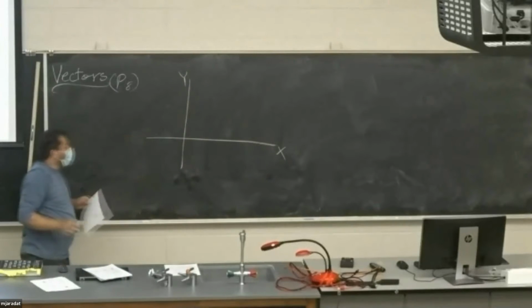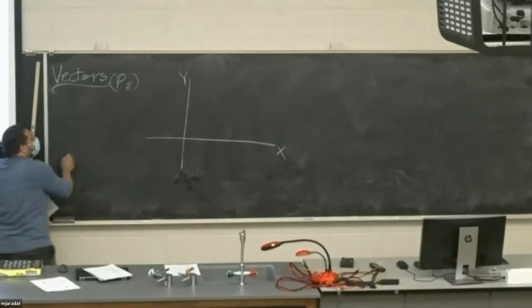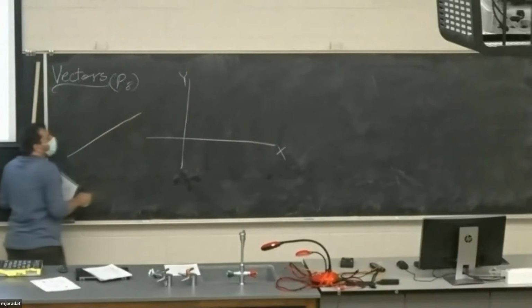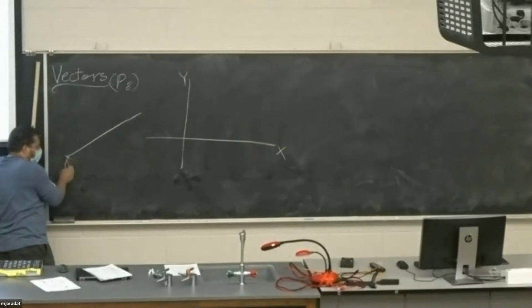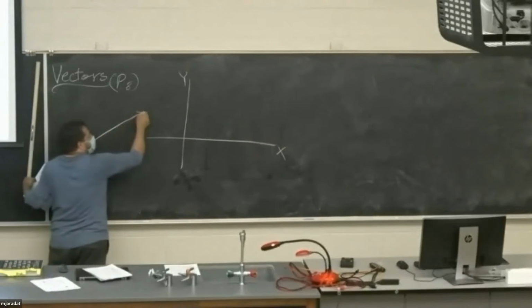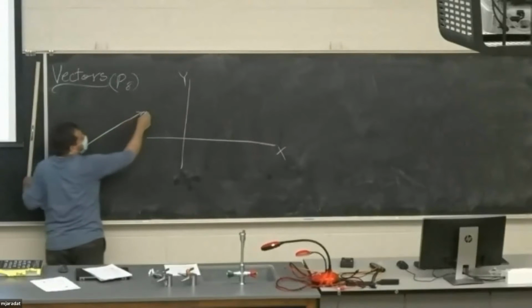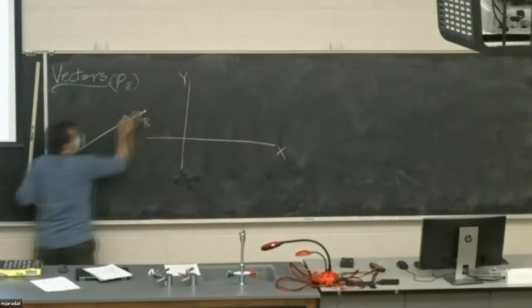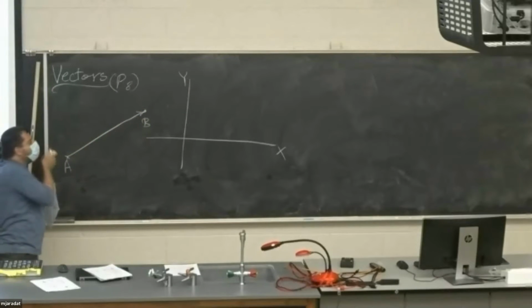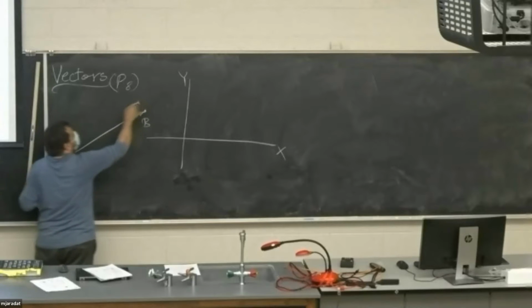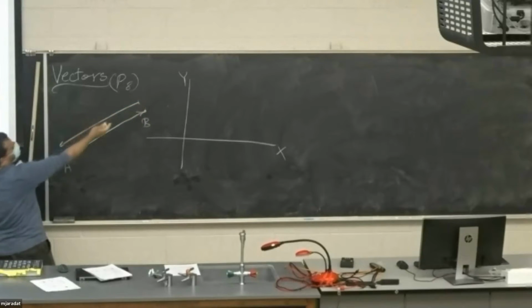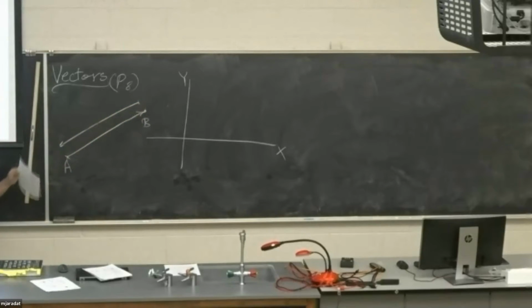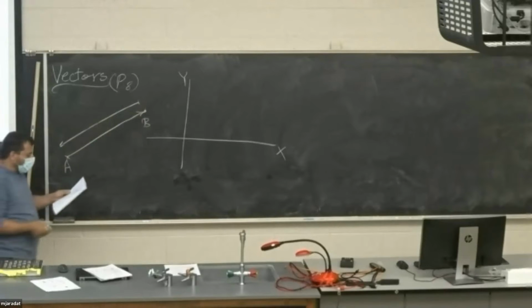The vector is a line segment, a straight line, that has a beginning at point A, for example, and an end point at B, for example, and a direction. This is the vector AB, from A to B. It is a different vector than from B to A. It is the negative one. We saw that.